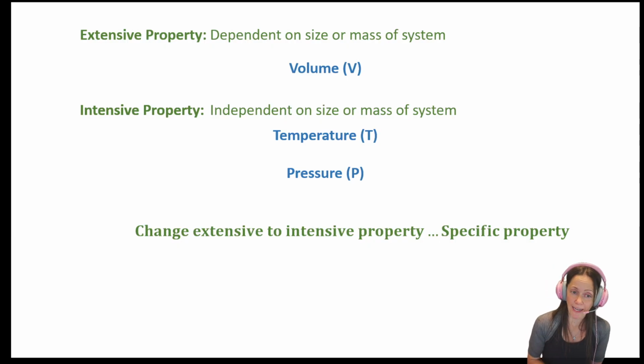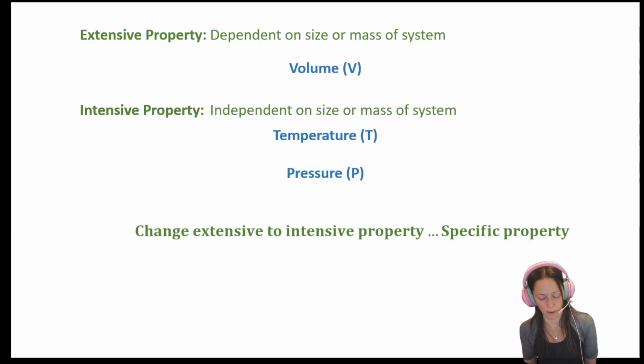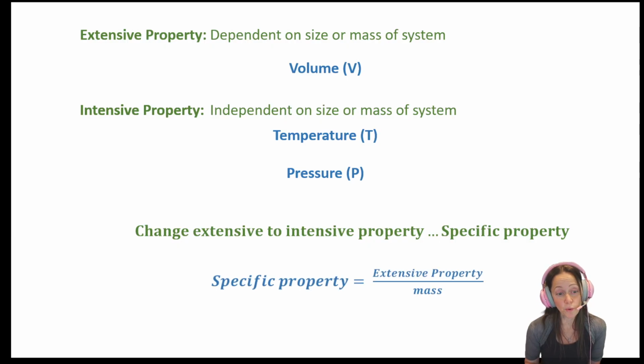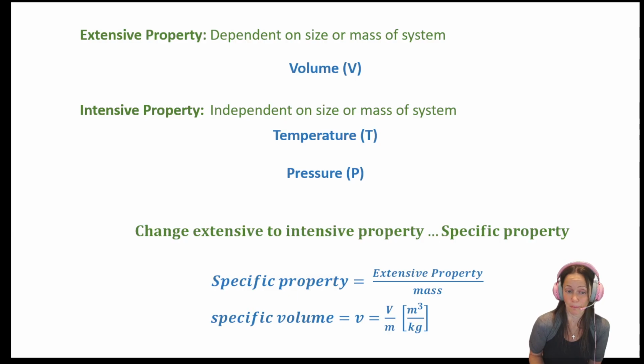You can change an extensive property to an intensive property, and in this case, it would be called a specific property. An example that you're going to be familiar with is specific volume. So specific volume would be the extensive property, the volume, divided by the mass, and that would be meters cubed per kilogram. You may be familiar with specific volume, you may not, but it is just the inverse of density. So specific volume is the inverse of density. So rho is equal to 1 over the specific volume.